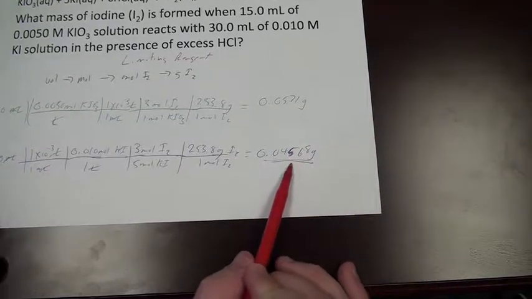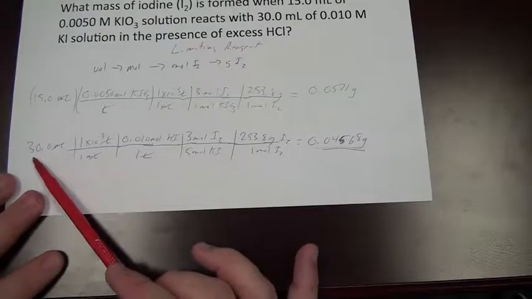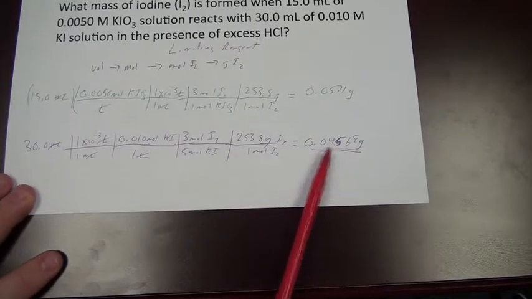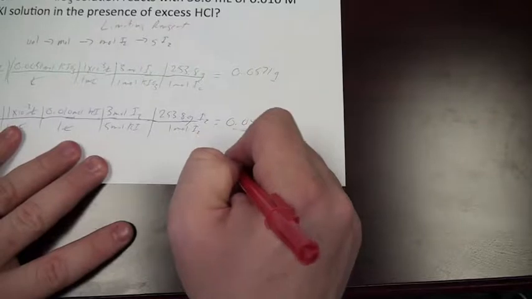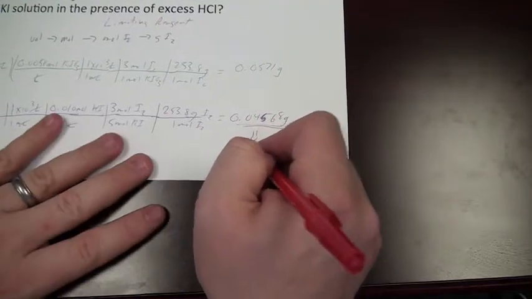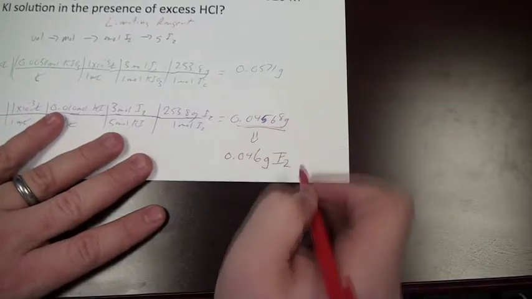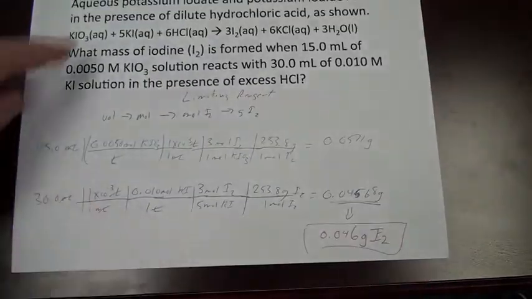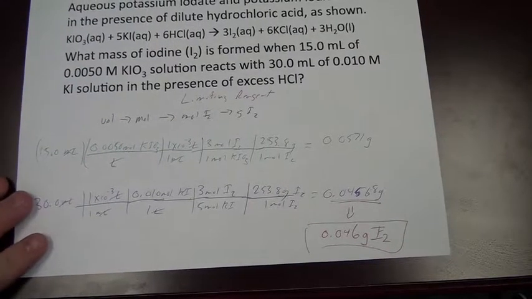But now we have to go back and make sure we have the correct number of significant digits. Here we had 3 for the volume, 2 for the concentration, so we need to round this number to 2 significant digits, or 0.046 grams of I2. So even though we're doing a different type of reaction, the stoichiometry still stays the same, where we're looking for the mole-to-mole ratio.